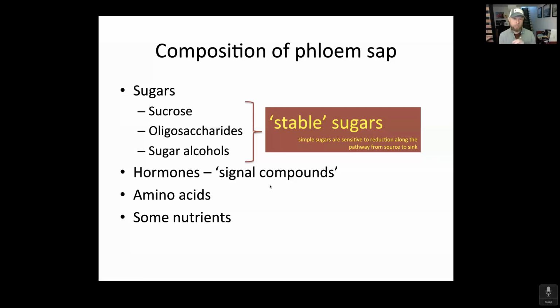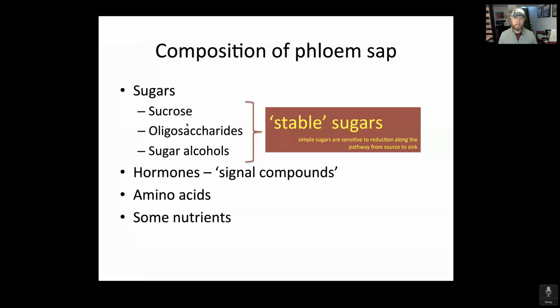Simple sugars, simpler than sucrose, so we're talking glucose and fructose, are smaller molecules. Those are more reactive, and so if they're moving from source to sink, it's possible they would get reduced or have some reaction on that pathway, and they wouldn't actually make it to the sink. These forms of sugars are more stable, and they're going to definitely make it from the source all the way to the sink. This is primarily what's in the phloem sap.